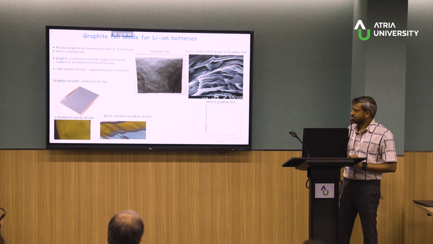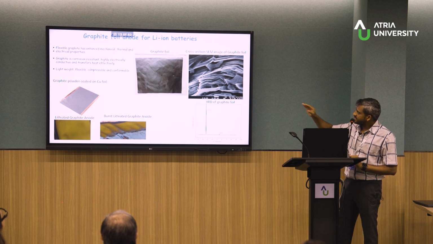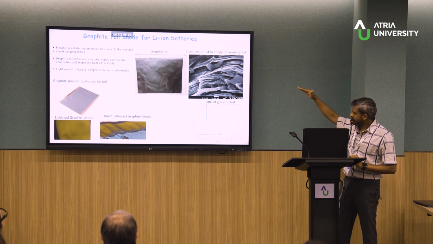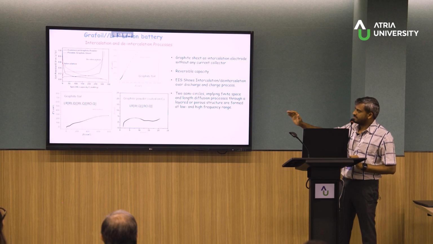This is just an assumption, but a lot of research is required to prove this kind of assumption and then bring it to realistic systems. For this graphite foil, you can look at the layered structure, and the intercalation or deintercalation can happen as usual in the other battery materials, like the graphite powder that is coated on the copper substrate.